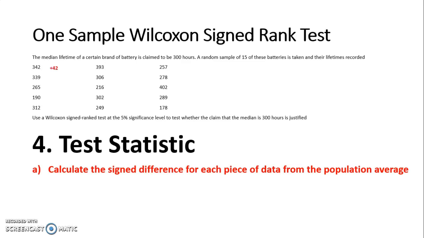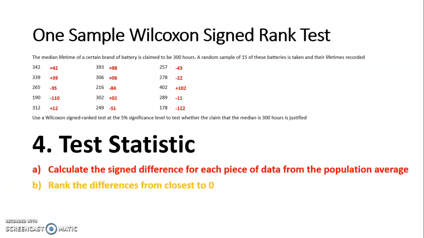So I've got plus 42, plus 39, negative 35, negative 110, plus 12, plus 98, plus 6, negative 84, plus 2, negative 51, negative 43, negative 22, plus 102, negative 11, and negative 122. Those are my signed differences. Remember, plus or minus is important. And then we're going to use those to help us with the second step.